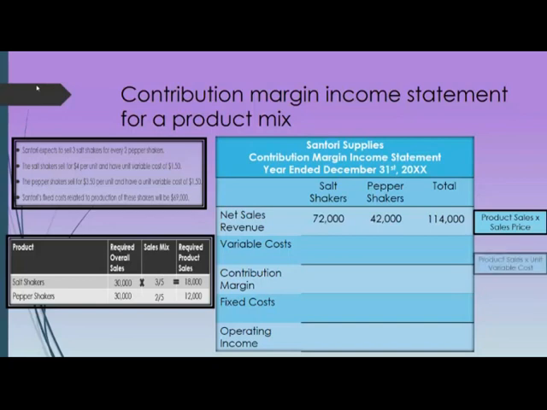For variable costs, we're going to take our required product sales for each unit again, but this time we're going to multiply it by the unit variable cost. So for salt shakers, our required sales was 18,000. If we multiply that by the variable cost for salt shakers, which is $1.50, if we make 18,000 salt shakers, it's going to cost us $27,000 to produce those.